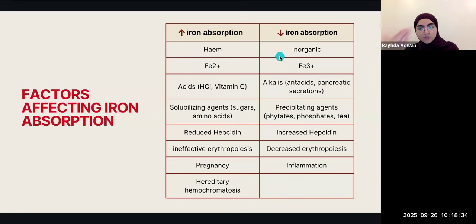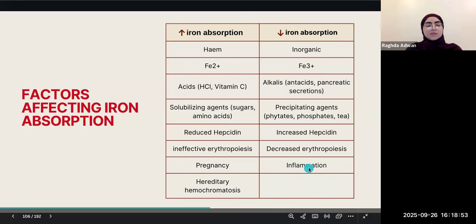The things that will reduce iron absorption are obviously Fe3+, as we just mentioned, and also inorganic forms of iron, like in vegetables. Alkalis will decrease iron absorption. Precipitating agents like phytates and phosphates and tea will decrease iron absorption. And then these also, don't worry about them because we will talk about them in this lecture.